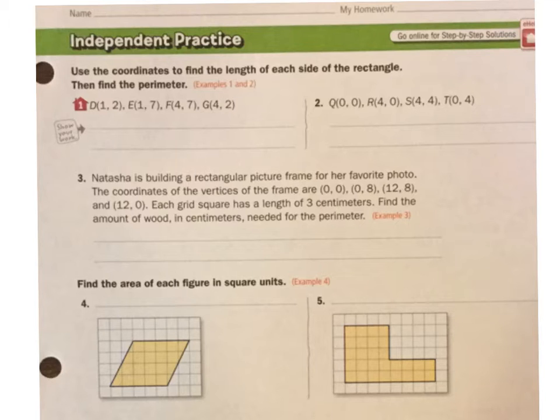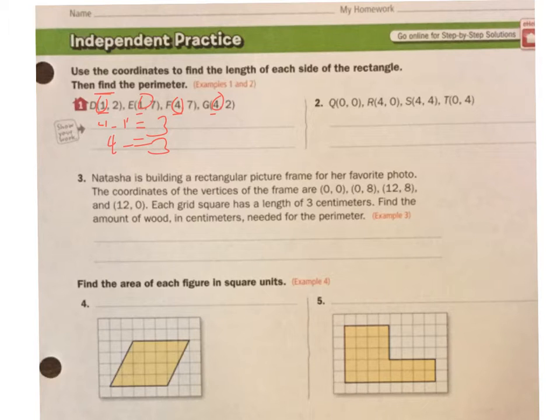So we know we have a rectangle. We're going to find the perimeter. I look at all of my x coordinates, I find the ones that are different, and subtract them. So 4 minus 1 equals 3. And I have a 4 here and a 1 here, so 4 minus 1 equals 3. So for my x coordinates, I have 3 and 3.